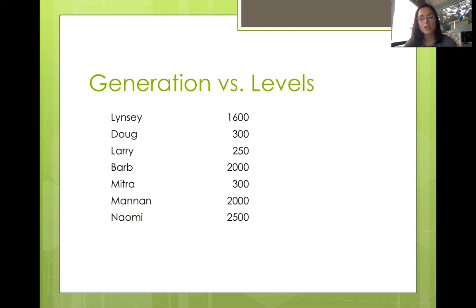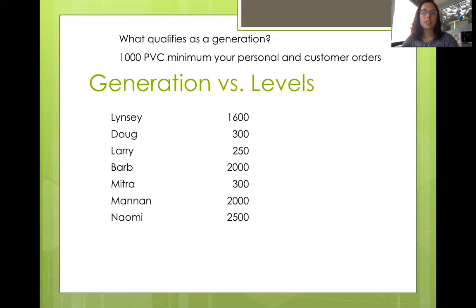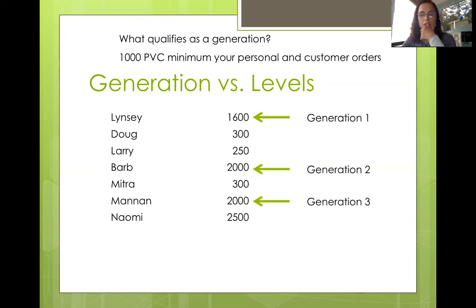However, the generations are based on qualified businesses. So what qualifies as a generation? Basically, you have to have 1,000 PVC minimum in your personal and customer orders to count as a generation. So Lindsay, she's actually generation 0 for herself. If you're looking at Lindsay's check, then she's generation 0. But let's say, how much is Lindsay's upline making from that lineage? Generation 1 is Lindsay, generation 2 is Barb, generation 3 is Manan, generation 4 is Naomi.